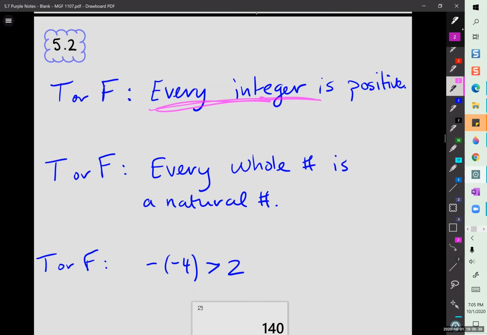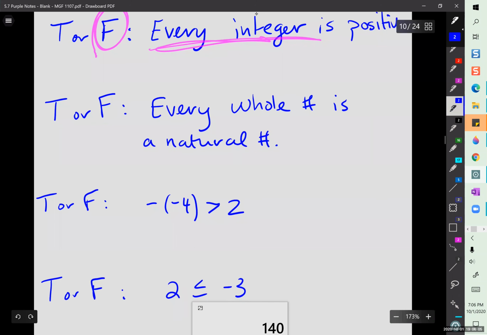Why don't you type it in the chat? What do we think? T or F? Thanks, Kimberly. That's exactly correct. Correct, Tiffany? Great. So we're getting some input that that would be false. That's correct because -1 is an integer, right? And it's definitely not positive.